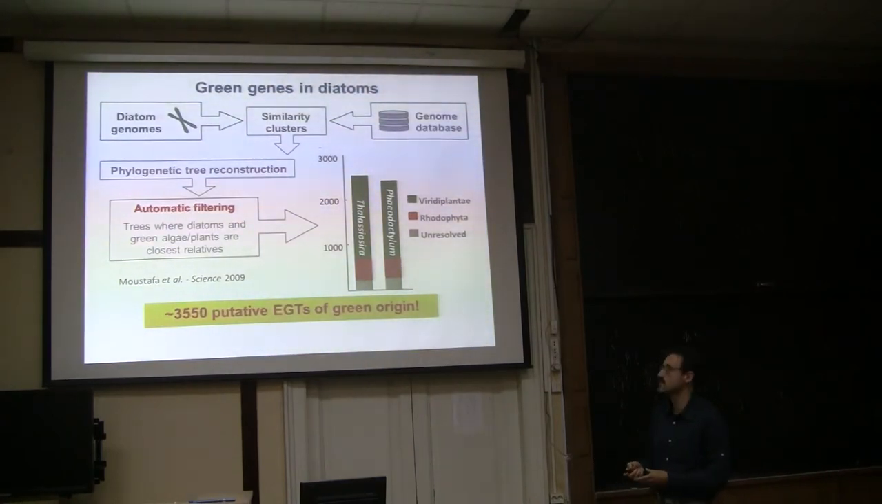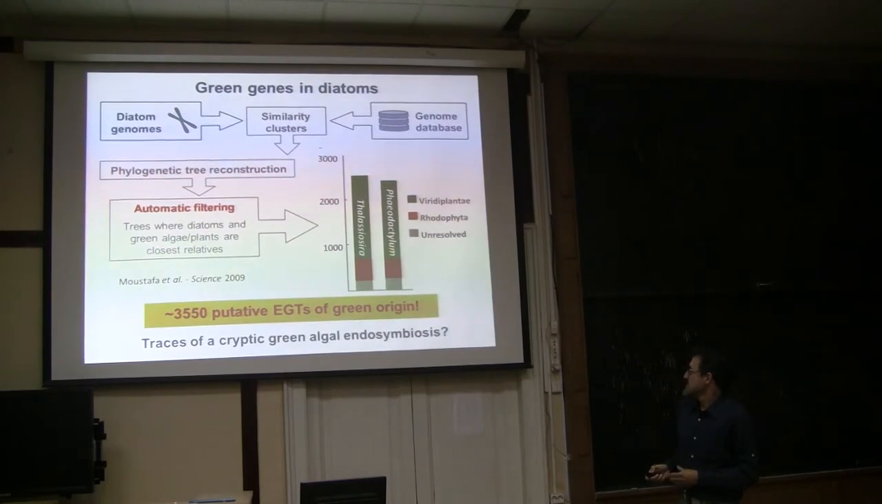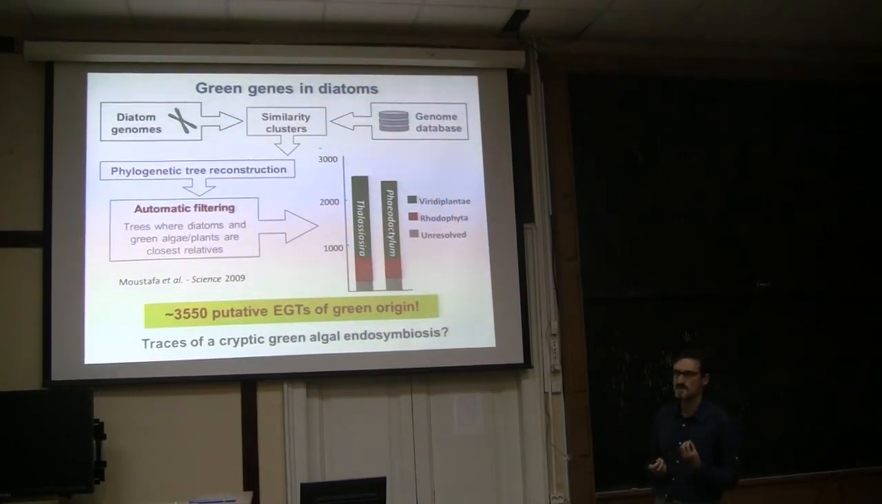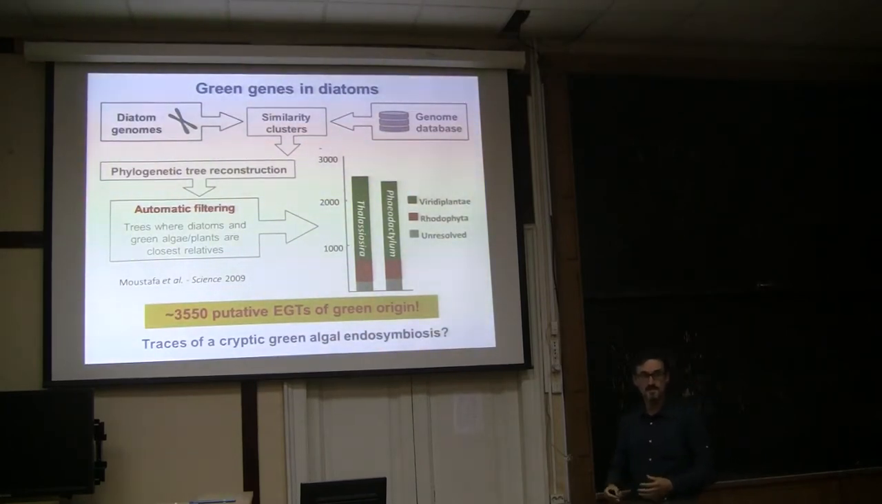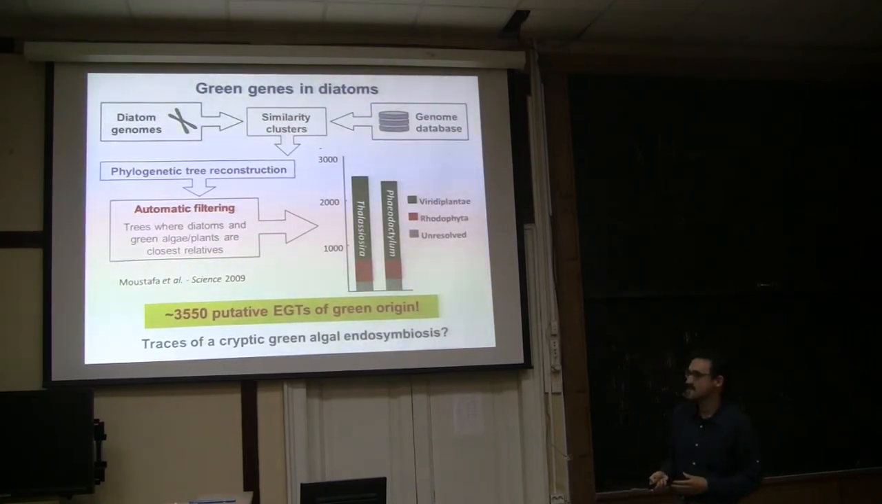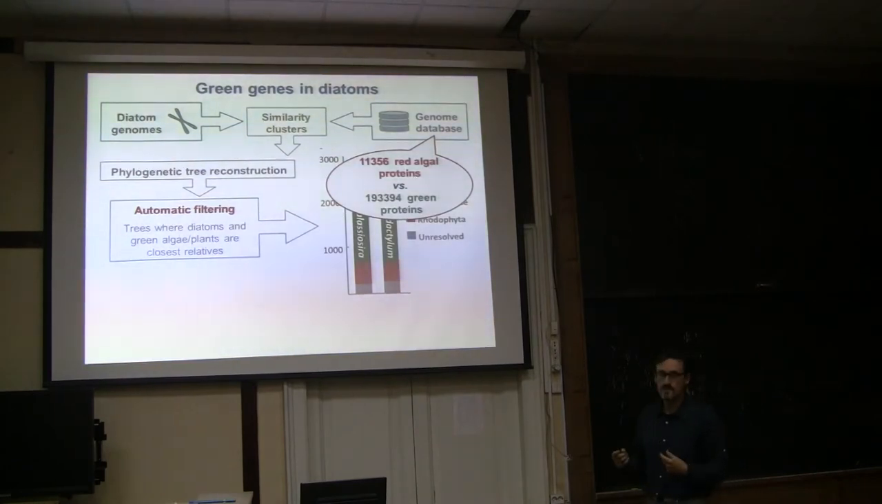And the conclusion was that maybe in the past, diatoms contained a green algal endosymbiont that was later replaced by a red algal endosymbiont. So they call that a trace of a cryptic green algal endosymbiosis in diatoms. In our group, there is one person that was very interested in this type of endosymbiotic relationship, and he was very interested by the analysis of this result, because we suspected that maybe there is a problem here, because it is very strange that you find many more genes from something that has been lost than genes from something that is still present in these diatoms. So we decided to reanalyze this data.